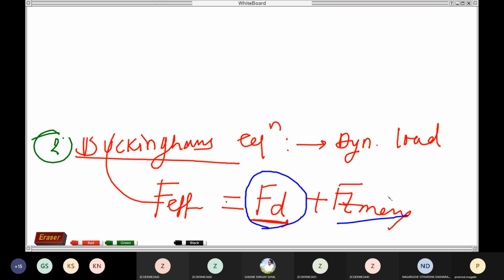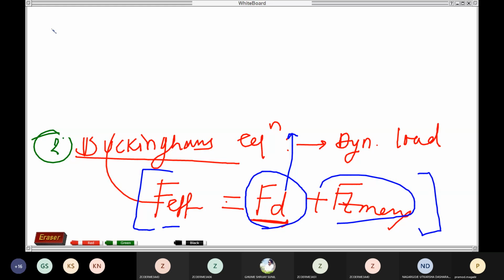Notation FD, and we know it, FT max, maximum tangential effective. So no need to write, but we'll have to proceed. Just write down this equation. Now we'll have to understand what is dynamic load.